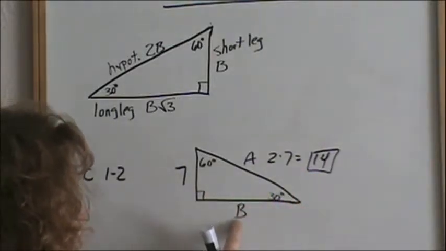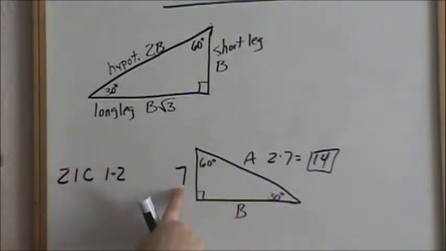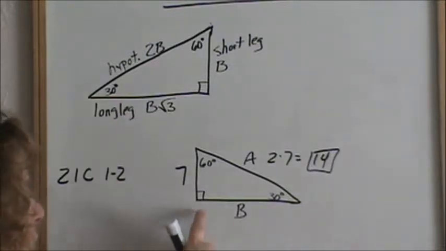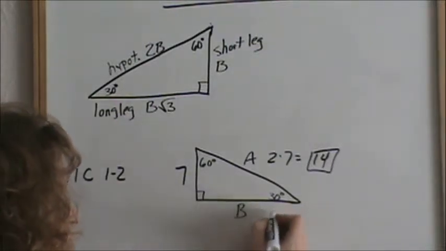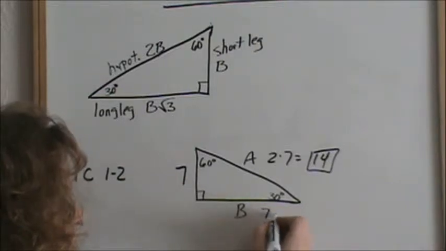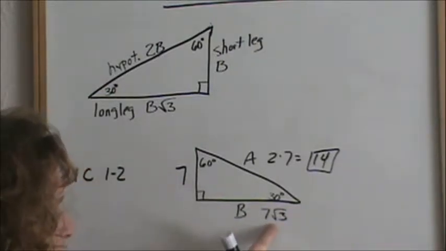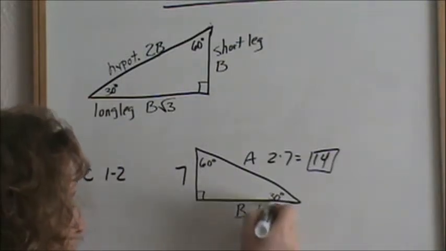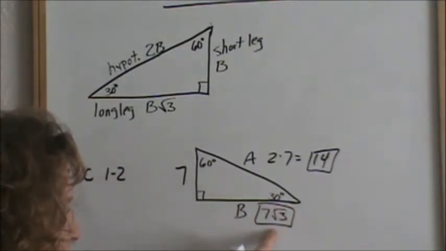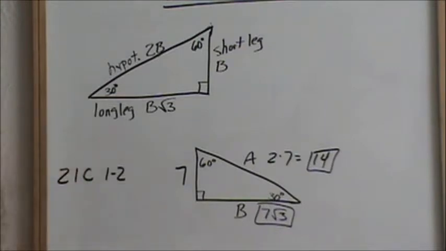We then said our long leg will be whatever the short leg is times square root of 3. Okay, so this long leg is going to be our short leg times the square root of 3. There's nothing to simplify here, so it's left as that. We can't simplify that radical anymore. Okay? Now let's move down to 21D, 3 and 4.